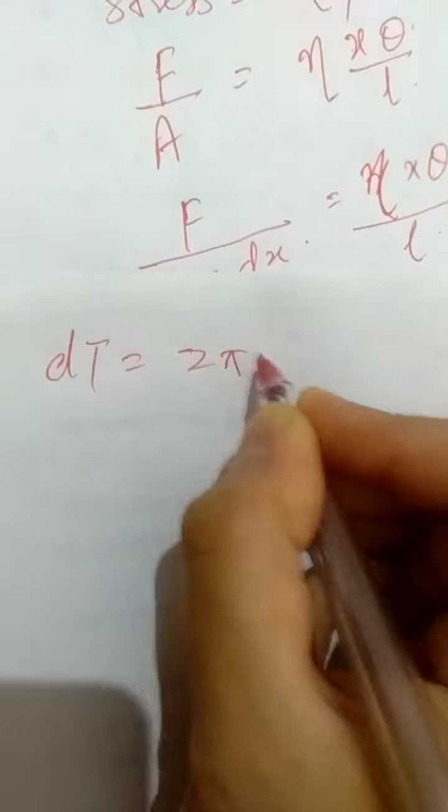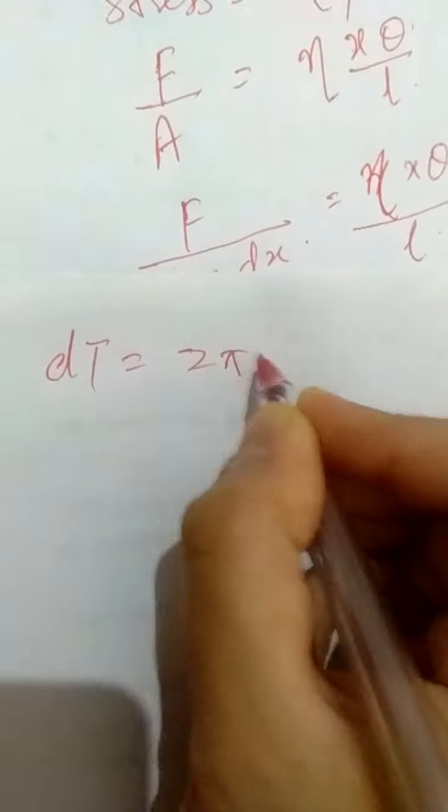Suppose we have integrated it from 0 to r, because we know that x is a parameter along the radius of the cylinder, so we can choose to integrate it between limits 0 and r. In that case, it will be r to the power 4 by 4. In all, the 2 will get cancelled, and it will be eta pi theta r to the power 4 by 2L. This is the torque.